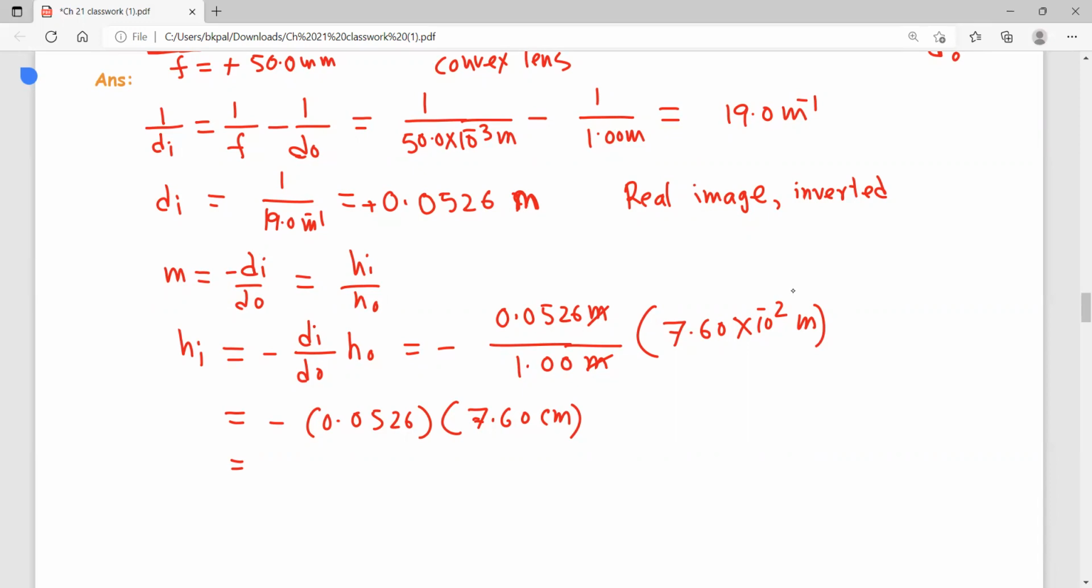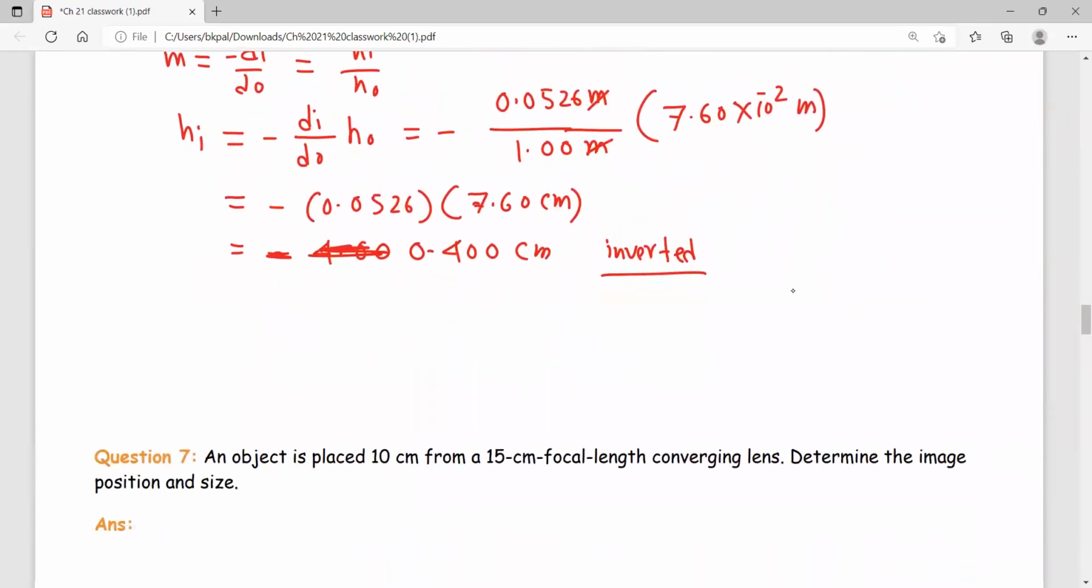So if you do this math, you get 0.400 centimeter. And here you see that you get a negative sign, and negative means inverted. So you get an inverted image, and it makes sense because a real image should be inverted.